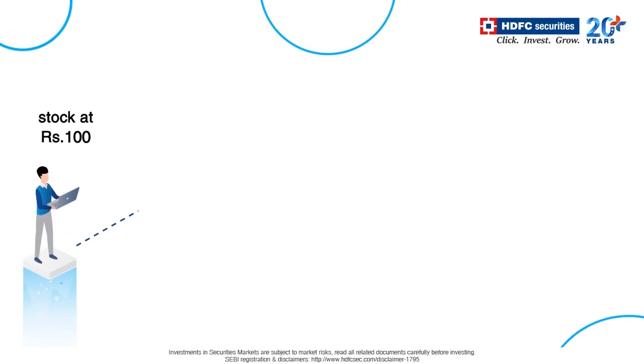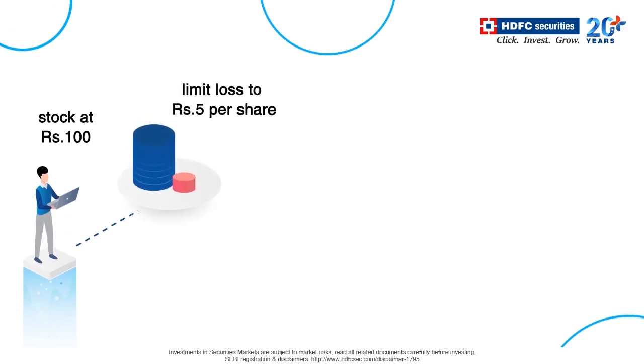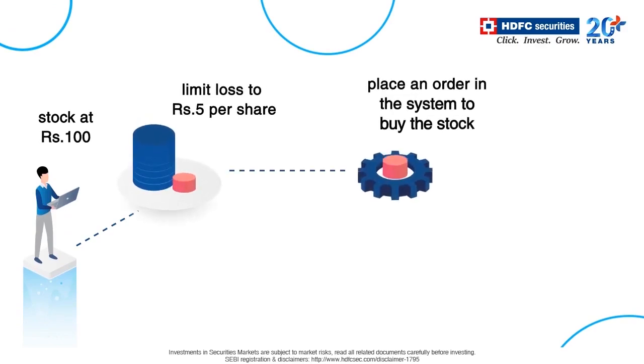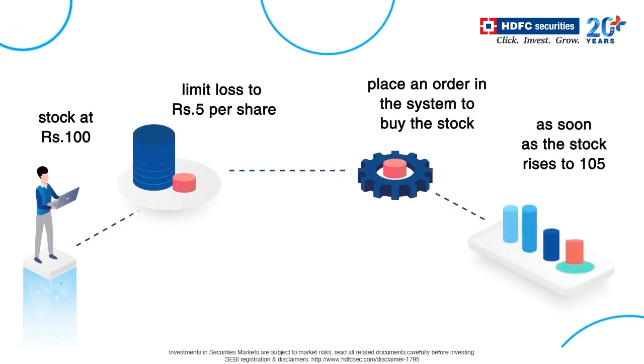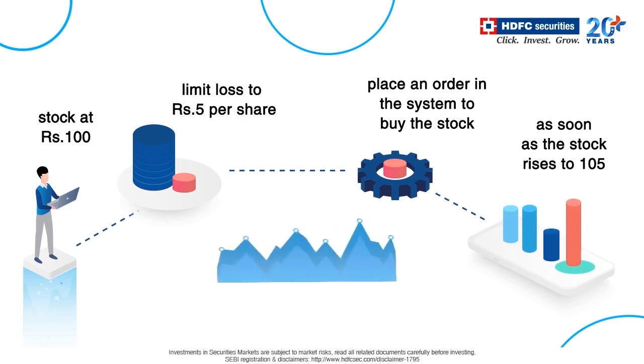Let's take one more instance. If you have a short position in a stock at Rs 100 and you want to limit the loss at Rs 5 per share, you can place an order in the system to buy the stock as soon as the stock rises to 105. Such an order is called a stop-loss buy order.